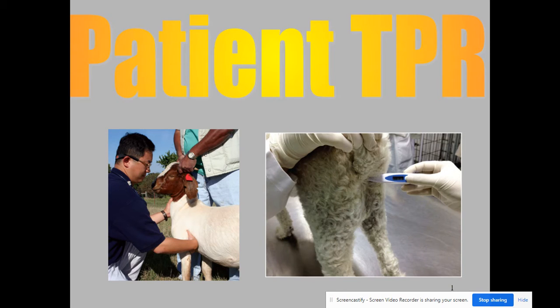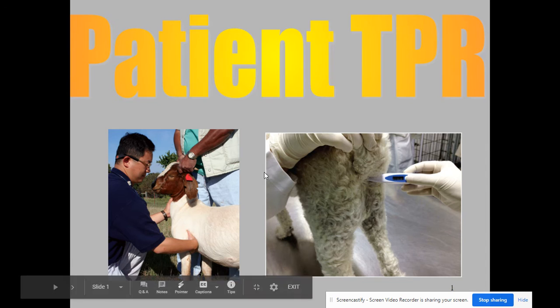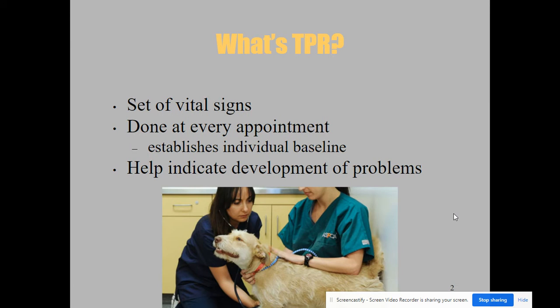Today we're going through patient TPR. This is one of the many tools and techniques that we use to help determine the overall health of our animal patients, and actually also human patients, for those of you who are thinking you want to do human medical field. Obviously, you taking your patient's temperature will generally not look like this, but the same concepts generally apply. So, first of all, what is TPR?